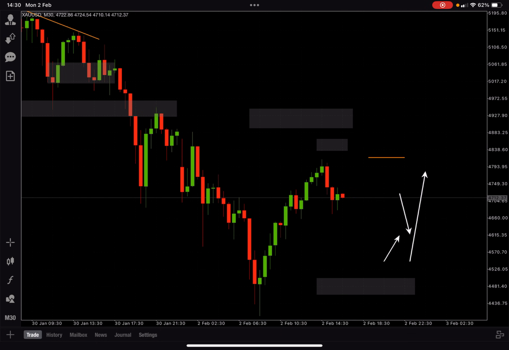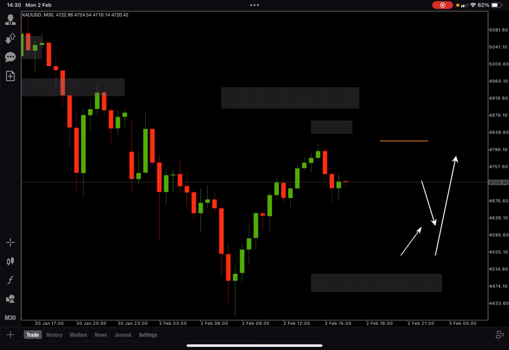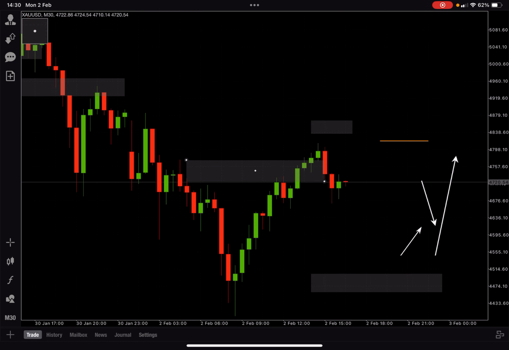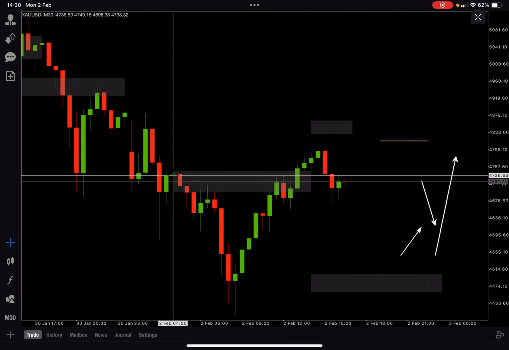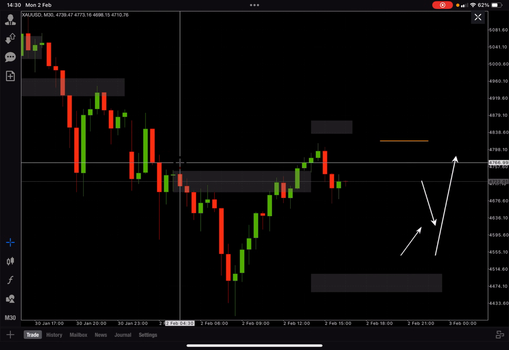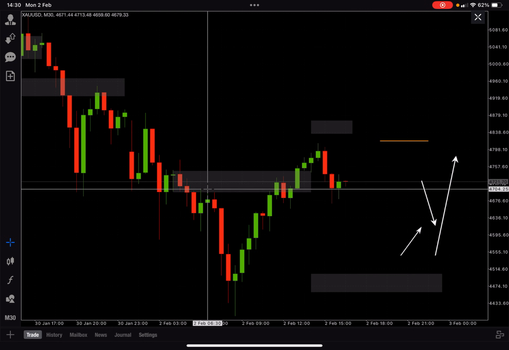Now we can start placing the manipulation areas on the chart. So I use the grey candles, they're the grey boxes. So you've got one here. So this is your liquidity, fake out up, downwards move with a retest.